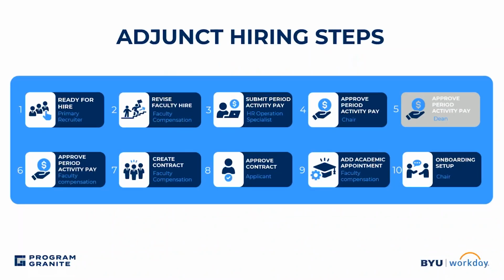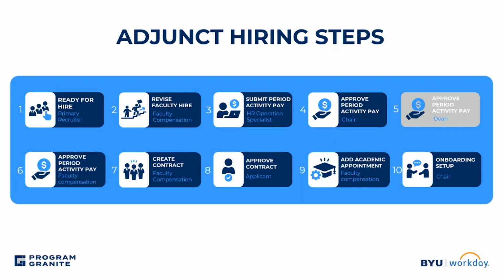Okay, and then adjunct, same thing. They're ready for hire. This slide looks a little different, but then we can revise the faculty hire by faculty compensation. So it's going to go to faculty compensation again. So they're going to initiate that hire process. Same thing, the HR ops specialist or the HR partner, they'll submit their period activity pay. Then it's going to go to the chair or the manager to approve the period activity pay. So their contract or period activity pay, what they're getting paid per semester or per year. We call it period activity pay in Workday.